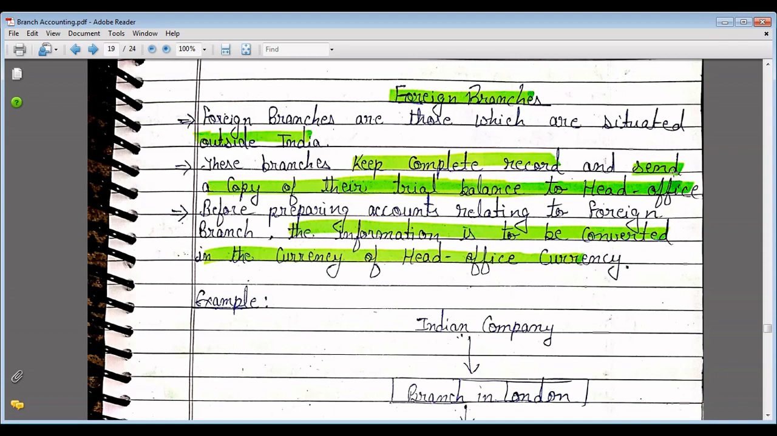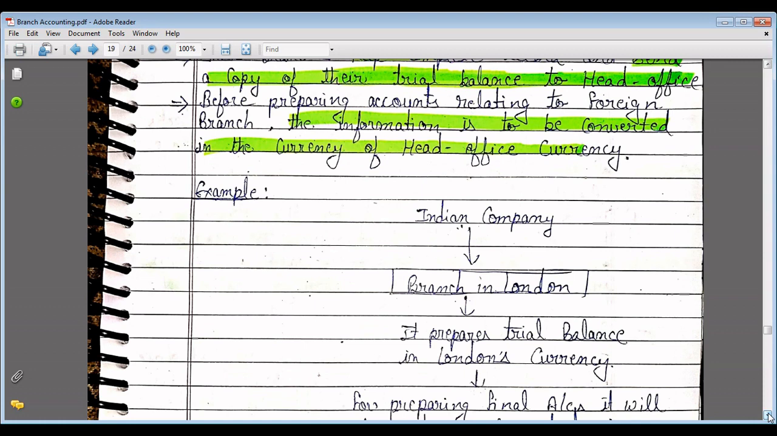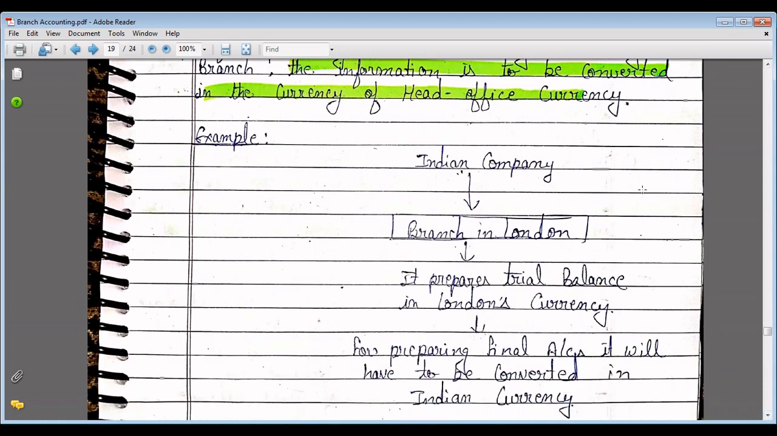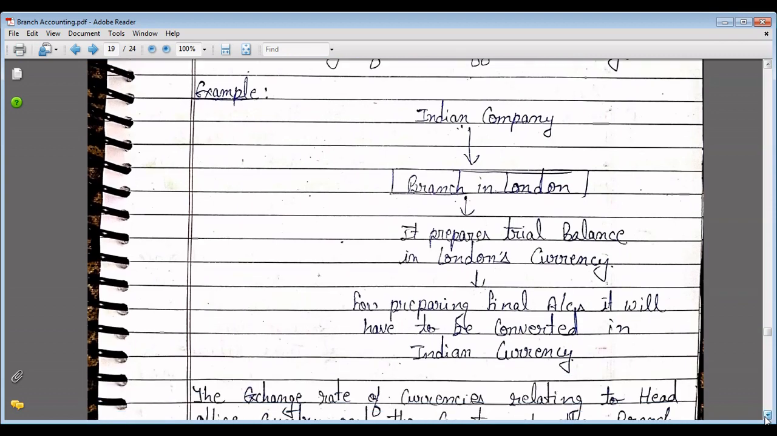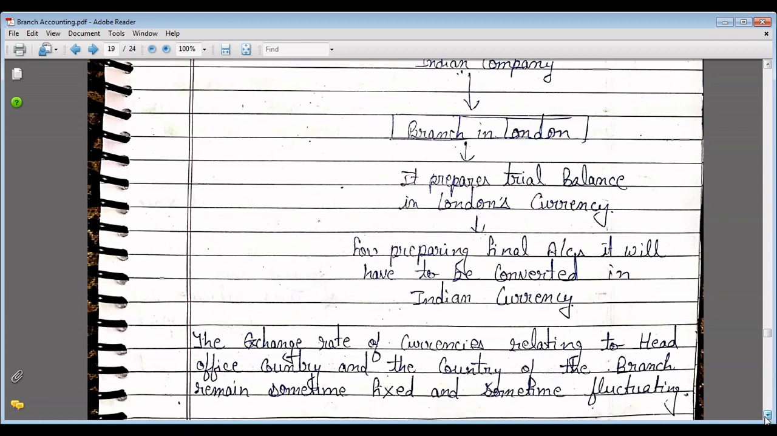These branches keep complete records and send a copy of their trial balance to head office. Before preparing accounts relating to a foreign branch, the information is to be converted into the currency of the head office country, the head office currency. So here is an Indian company which has a branch in London. The branch prepares the trial balance in London's currency. For preparing final accounts, it will have to be converted into Indian currency because head office is in India.